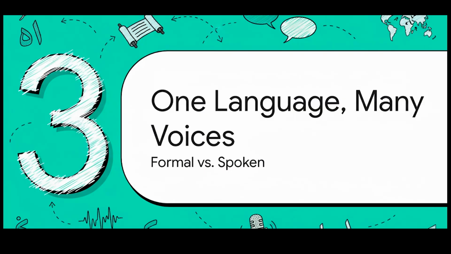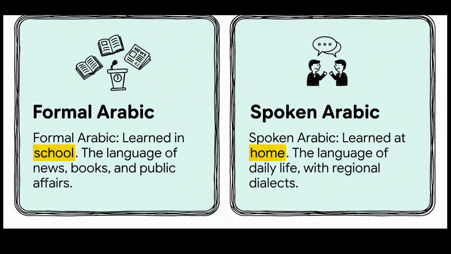Okay, this brings us to a super common and really important question that almost every beginner has. So, which Arabic should I actually learn? And to answer that, we've got to understand the different, let's call them registers, of the language. The best way to think about it is that there are two main registers. On the left, you have formal Arabic. This is the one you learn in school, it's the language of books, the news, and official speeches.